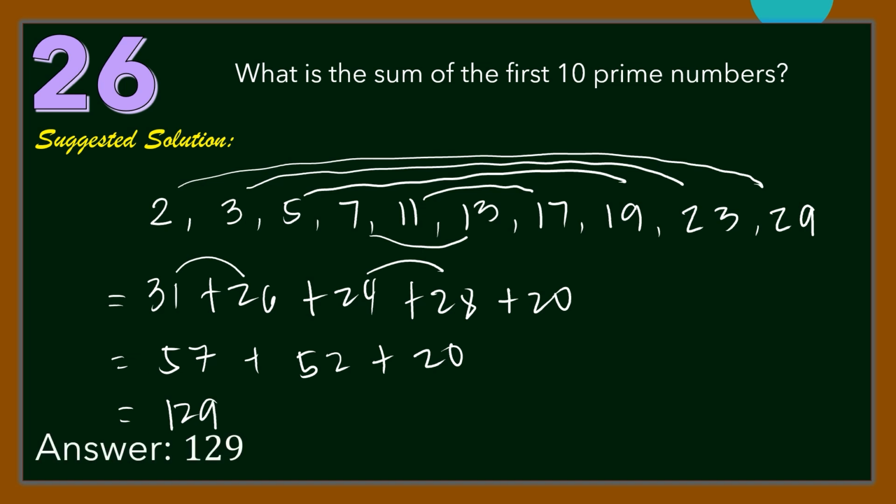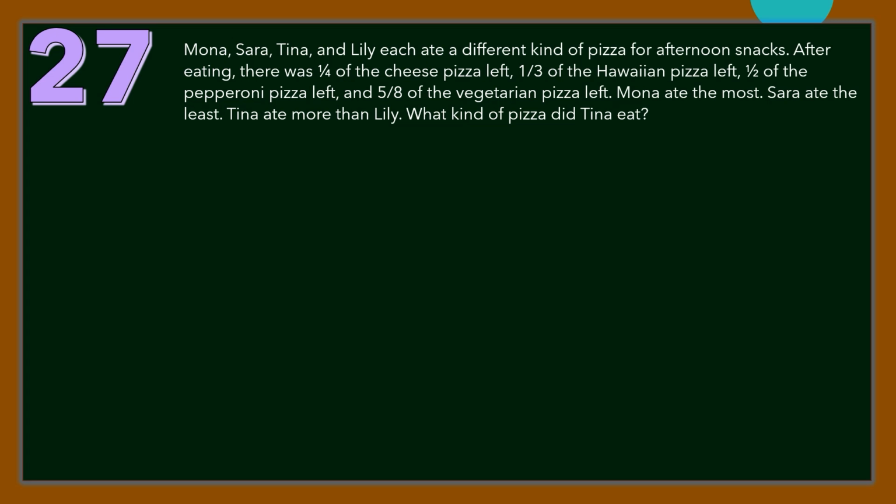Number 27. Mona, Sarah, Tina, and Lily each ate a different kind of pizza for afternoon snacks. After eating, there was 1/4 of the cheese pizza left, 1/3 of the Hawaiian pizza left, 1/2 of the pepperoni pizza left, and 5/8 of the vegetarian pizza left. Mona ate the most, Sarah ate the least, Tina ate more than Lily. What kind of pizza did Tina eat?